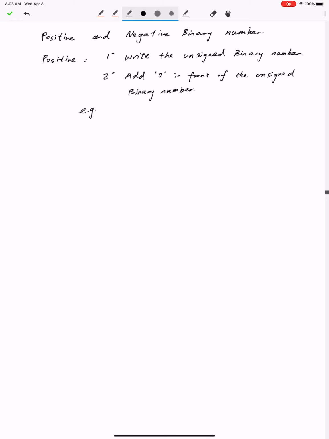For instance, if you want to write the binary representation of positive 12, this decimal number, you want to find what's the binary representation. To do that, the first step, you write the unsigned 12. To convert a decimal number to a binary number, you use the repeated division by 2 method to find the binary representation.